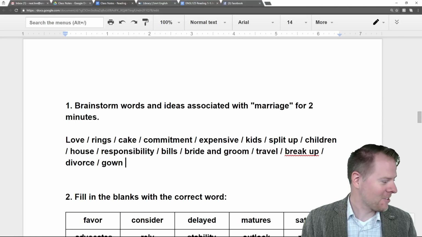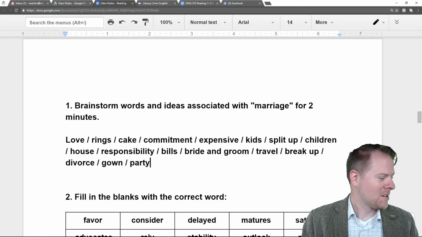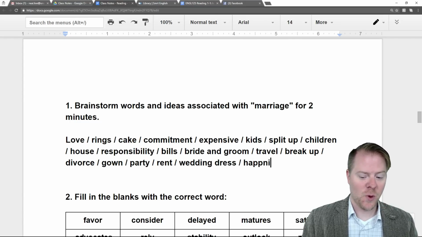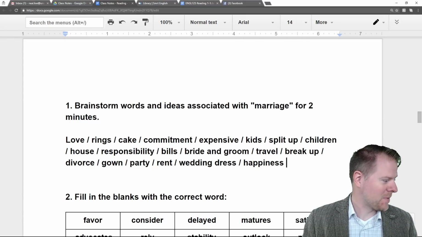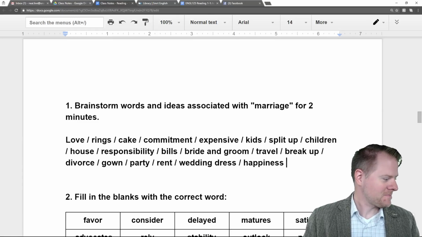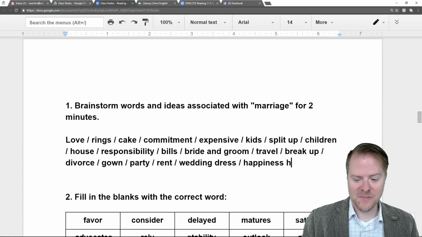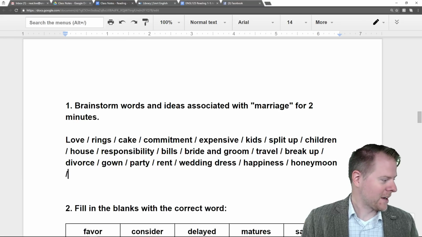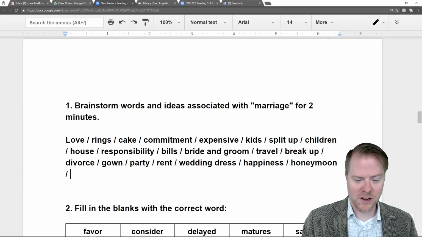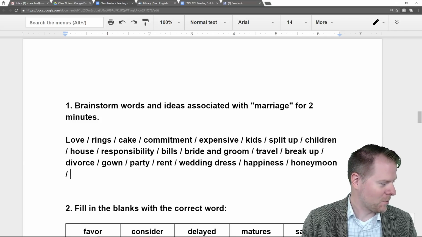So you're thinking the end already? You're thinking about the end? All right. Bride and groom, rent, wedding dress, happiness. Wow, a lot of things come to mind. Holy cow. You guys are brainstorming like crazy this morning. Your brains are working. Did we have party already? Yeah, we have party, wedding party.